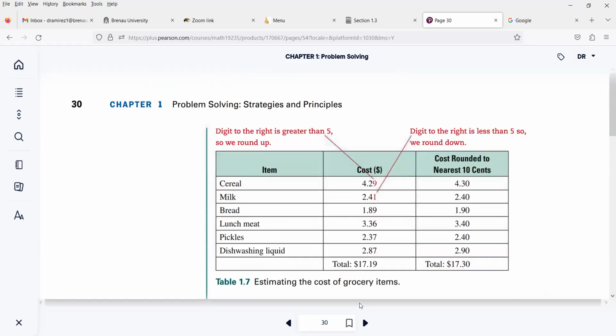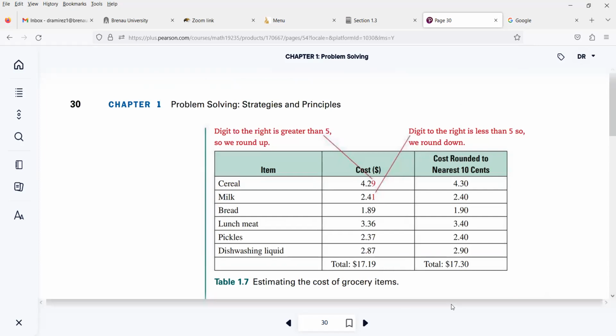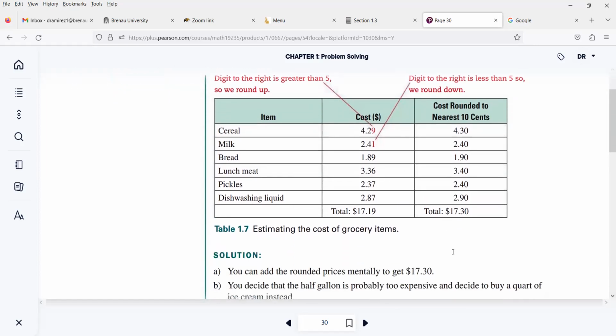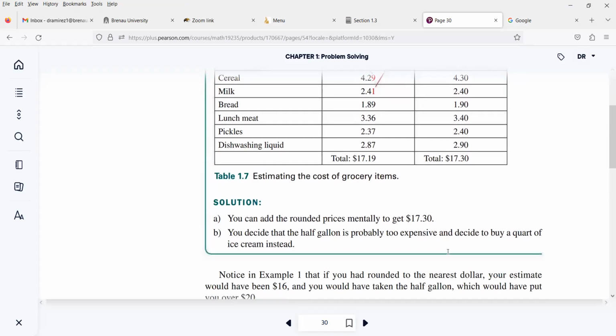Okay, so what they do in this example is rounding. Suppose that you don't have a calculator, so you round to the nearest 10 cents and then add the numbers. The real cost is $17.19, but by rounding to the nearest 10 cents, the cost is $17.30. You can add the rounded prices mentally to get $17.30, and you decide that the half gallon, which was $3.59, is probably too expensive, and decide to buy a quart of ice cream instead.